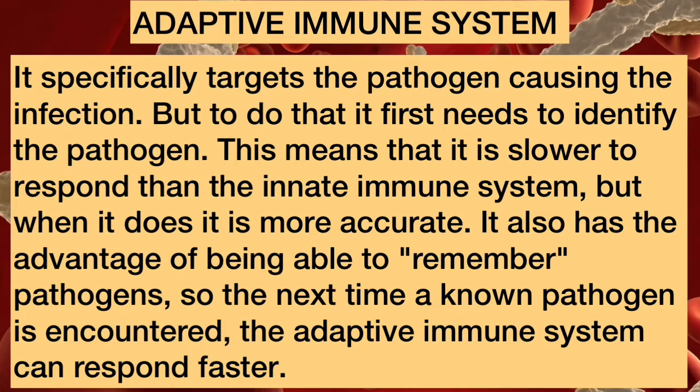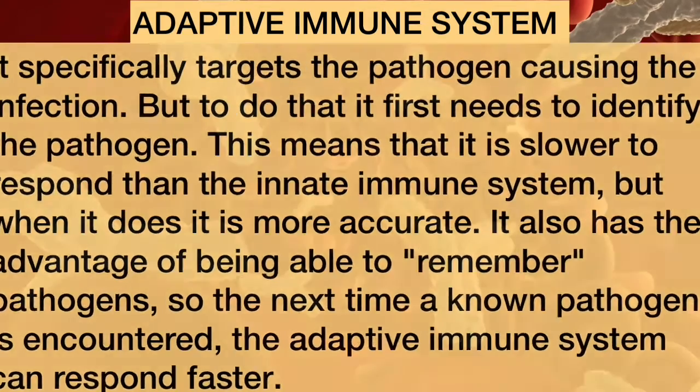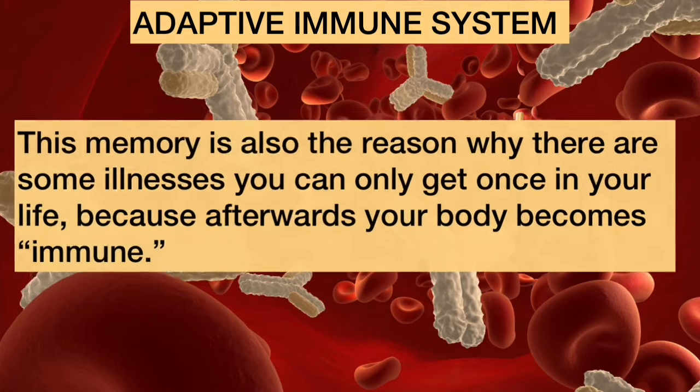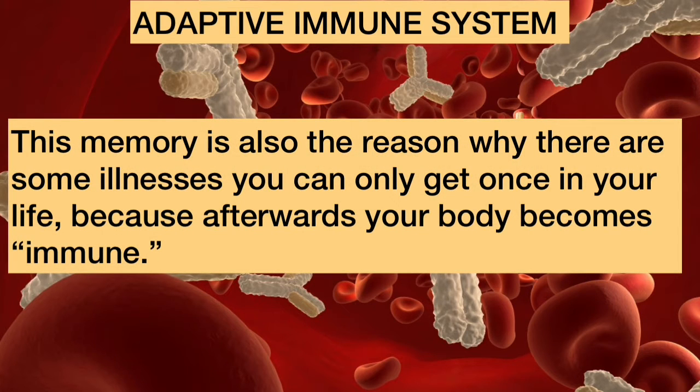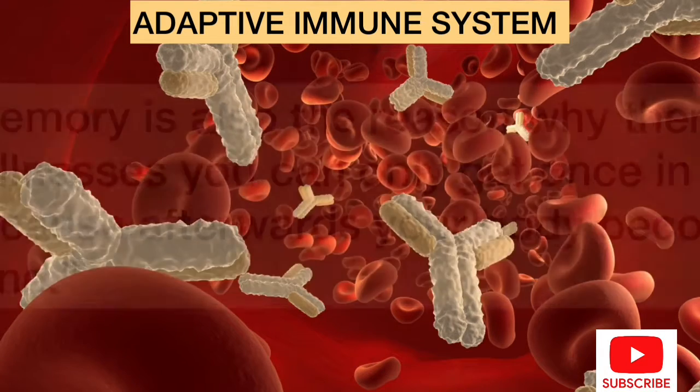But to do that, it first needs to identify the pathogen. This means that it is slower to respond than the innate immune system, but when it does, it is more accurate. It also has the advantage of being able to remember pathogens, so the next time a known pathogen is encountered, the adaptive immune system can respond faster. This memory is also the reason why there are some illnesses you can only get once in your life, because afterwards, your body becomes immune to them.